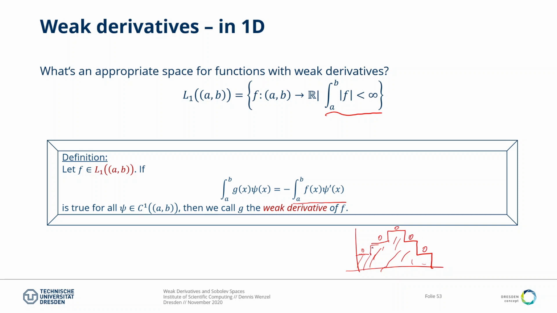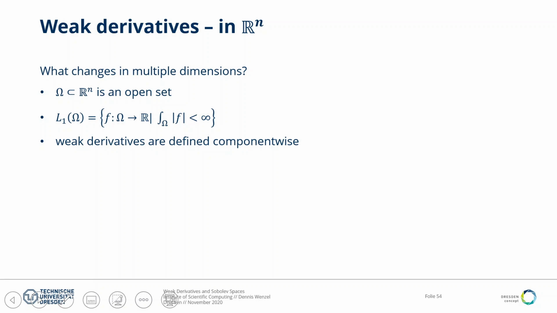And those jumping points, they simply don't matter. Okay? Now, if we go to multiple space dimensions, what would change? Actually, it's not much that's changing. Assume that you're dealing with an open set. So in 1D I had an open interval from A to B, now it's an open set in Rn, so not much of a difference.